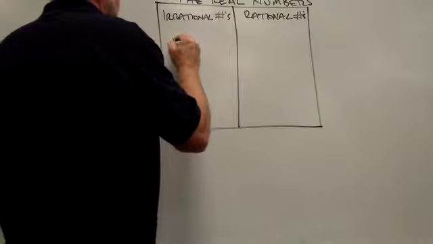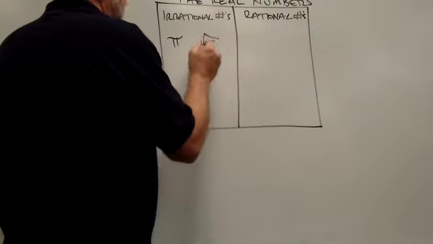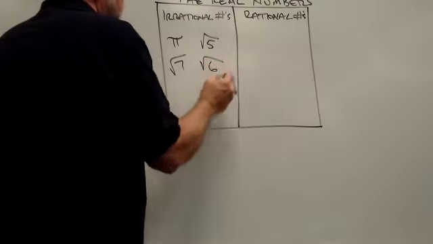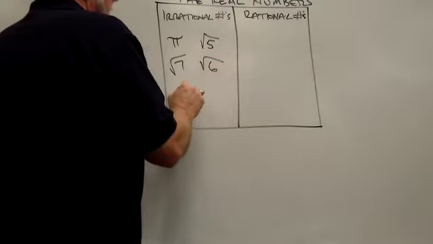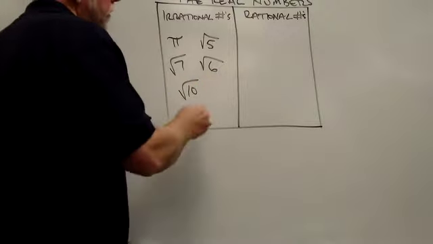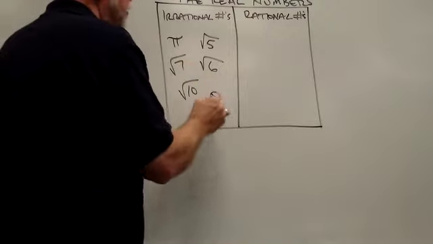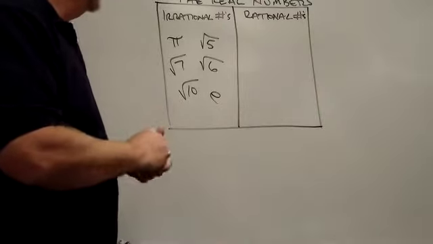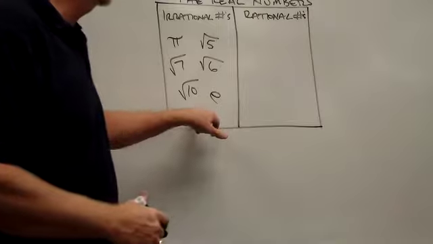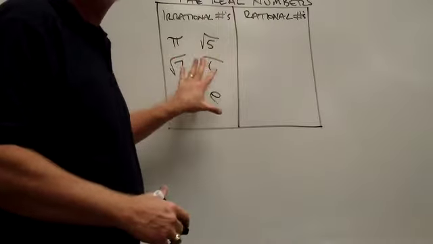Irrational numbers are numbers like pi, square root of 5, square root of 7, even the square root of 6. Any number that doesn't come out evenly. Square root of 10 is a decimal. There is another number kind of like pi called e, and there are other numbers that fit into the irrational numbers that get a little bit more complex. But we need to know this set exists.